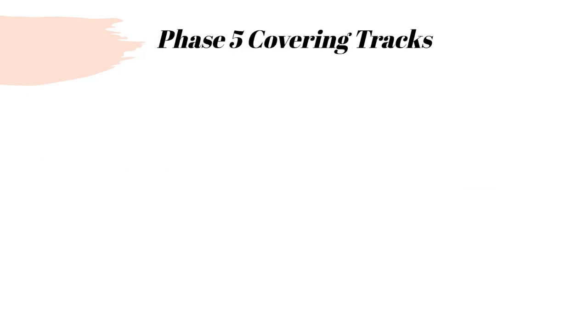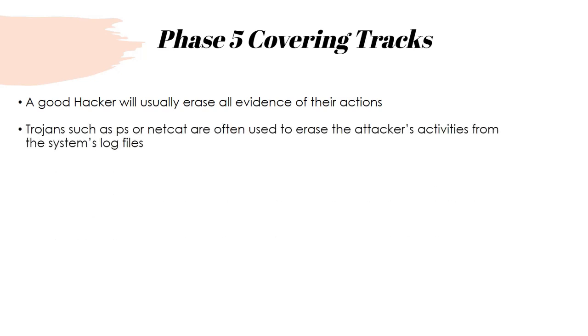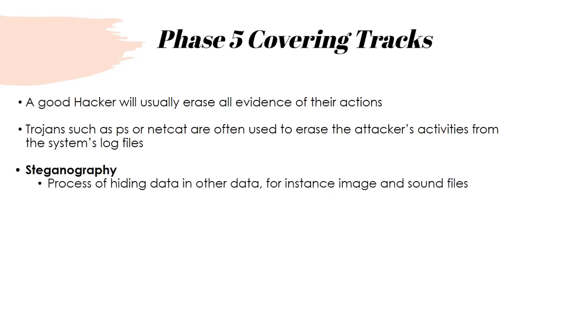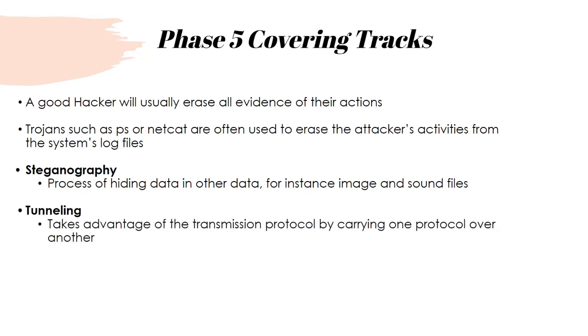And then phase 5 here, covering tracks. A good hacker will always erase all evidence of their actions. And with the Trojans, such as PS or Netcat, these tools are used often to erase the attacker's activity from the system's log files. So let's look at steganography. This is the process of hiding data within other data, for instance, an image or sound file where there can be encrypted data or information in there. And then we have tunneling. This is where you can take advantage of the transmission protocol by carrying one protocol over another.